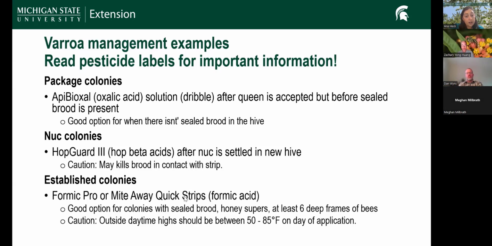And then for our larger colonies that have sealed brood, a good option is formic acid. So that's going to be Formic Pro or Mite-Away Quick Strips. Those are nice because you can use them when you have honey supers on, and they're good when the colonies have a lot of sealed brood in them. So those are 3 different options that we're thinking about.